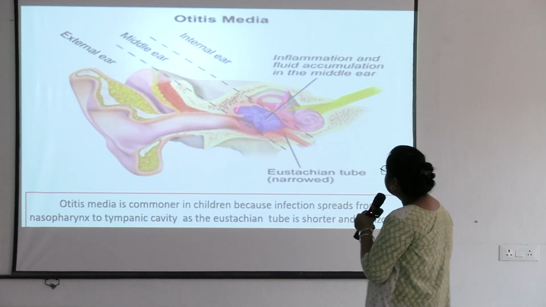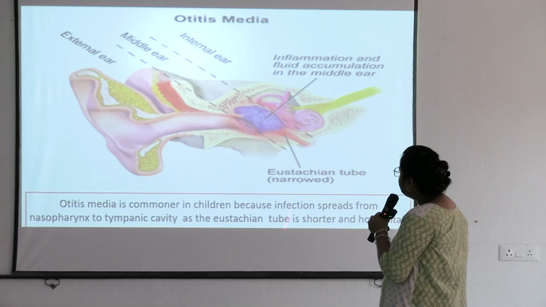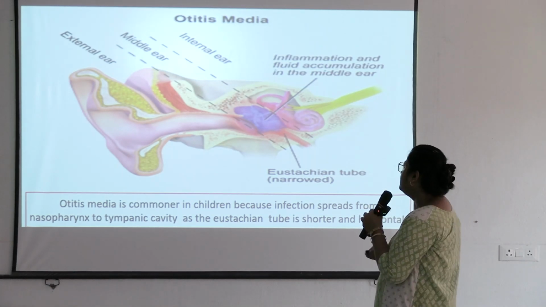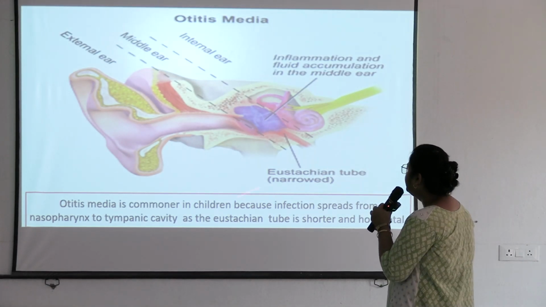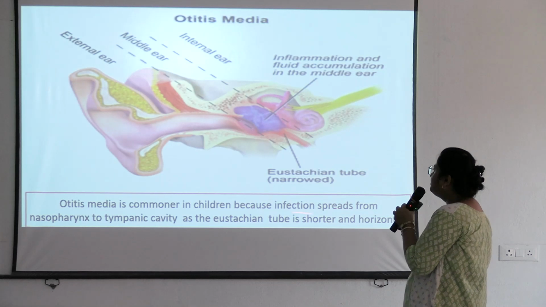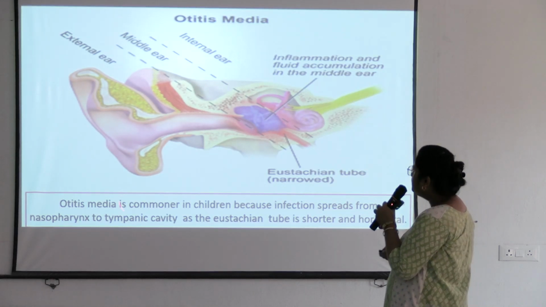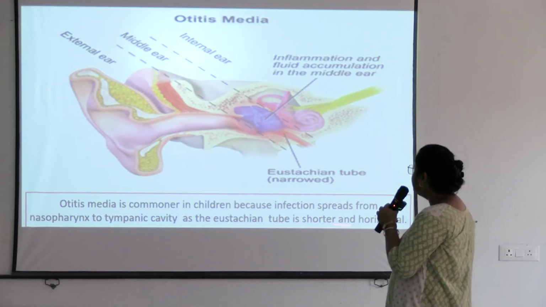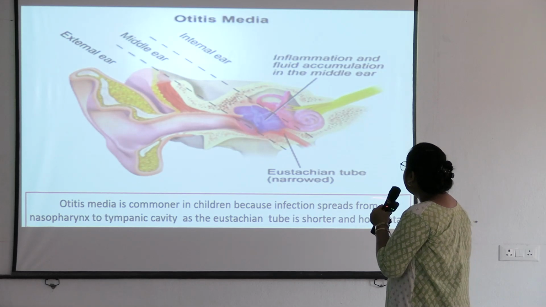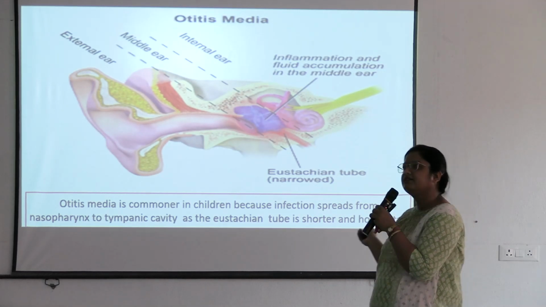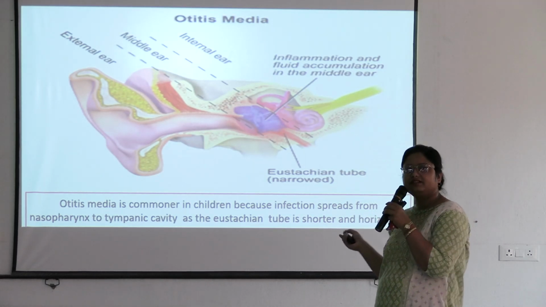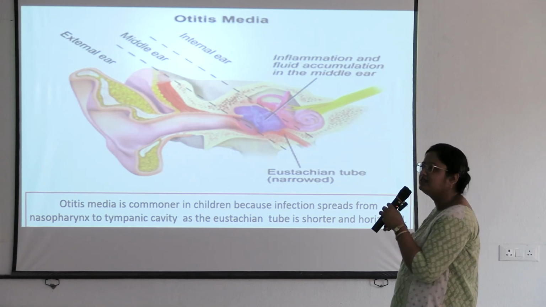Here also the pus collection has been shown. So this you prepare for your explain why. Otitis media is commoner in children because infection spreads from the nasopharynx to the tympanic cavity, as the eustachian tube is shorter and horizontal in children. Okay, that is the main reason. Eustachian tube is shorter and horizontal in position.